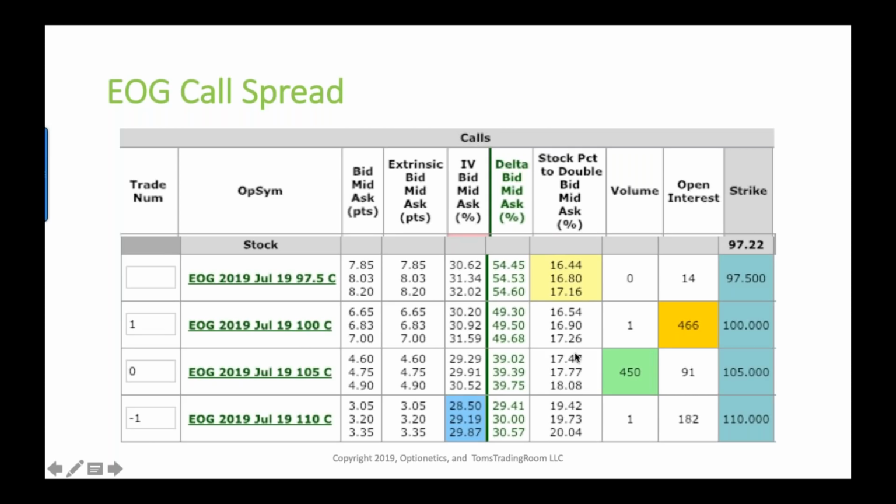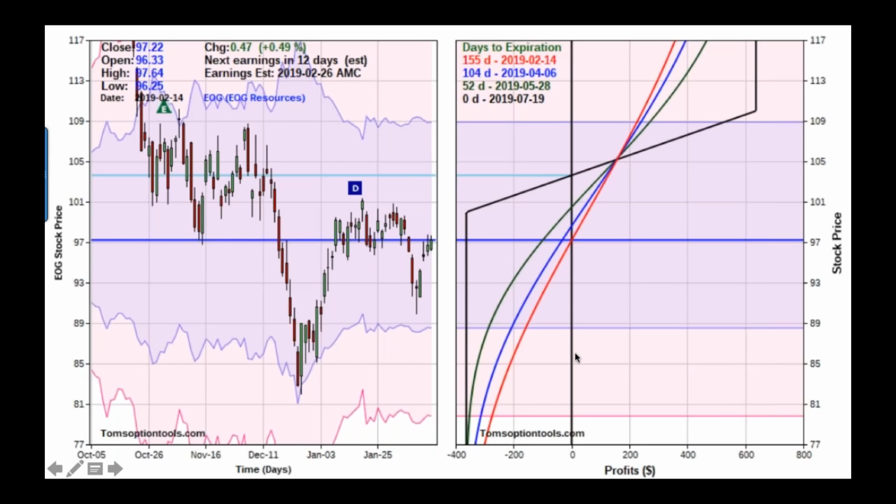All right, so let's move on. This is the risk graph for EOG. No difference. You've got your bottom end, your maximum risk that you could lose. You've got up the curve as we go from the buy strike to the sell strike, and then the maximum amount of profit. This is also a 155-day trade.